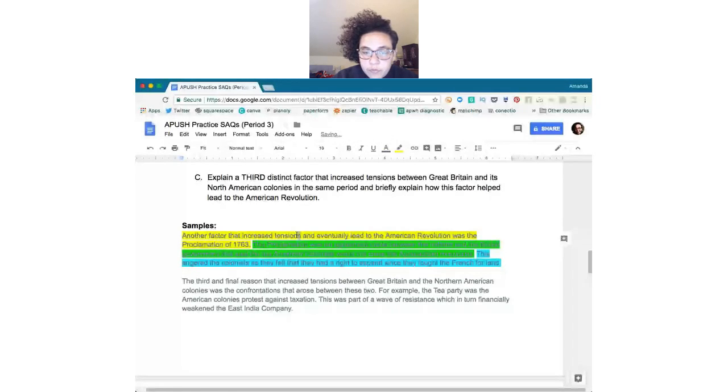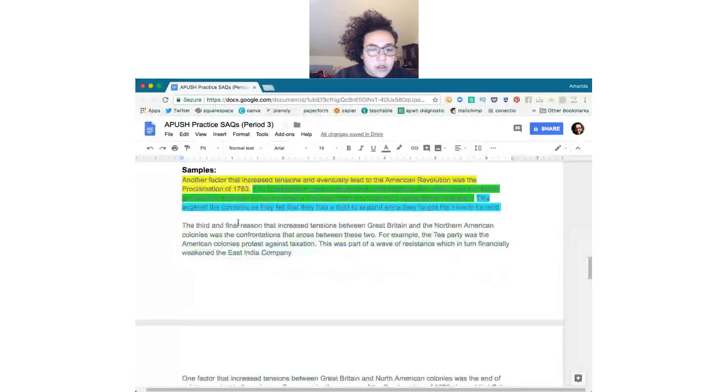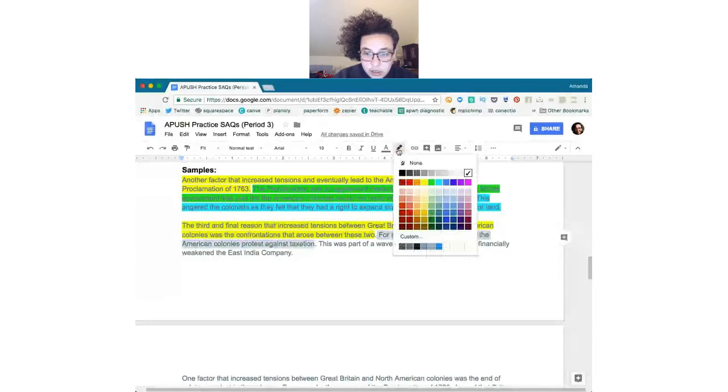This would for sure earn that point for part C. So that one was good. The third and final reason that increased tensions between Great Britain and the North American colonies was the confrontations that arose between these two. For example, the Tea Party was the American colonies' protest against taxation.